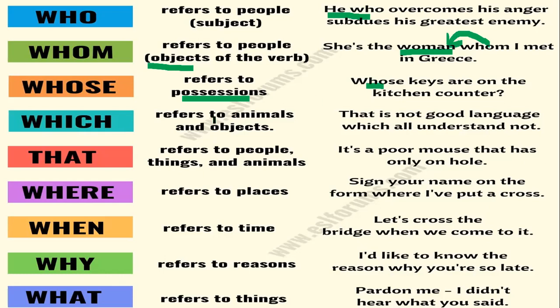Which refers to animals and objects. That is not good language, which all understand. That can be used for people, animals, and things. It is a poor mouse that has only one hole. Where refers to places. Sign your name on the form where I have put a cross.